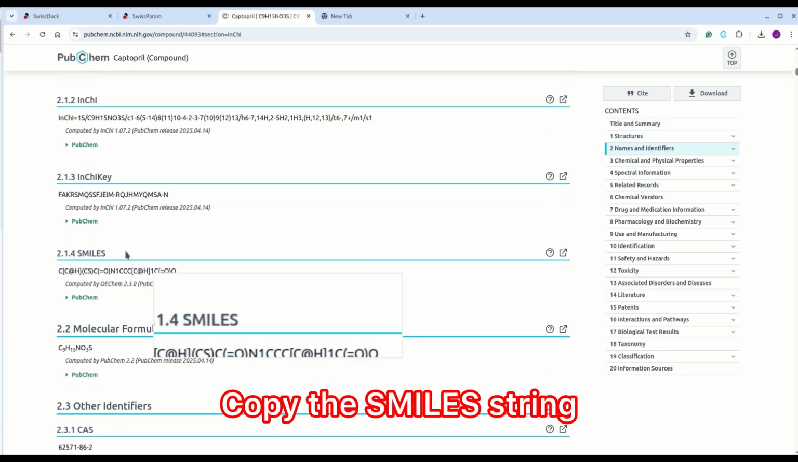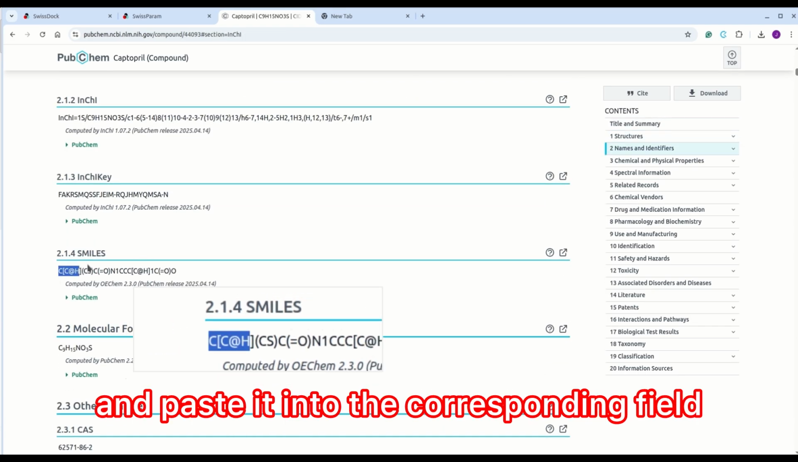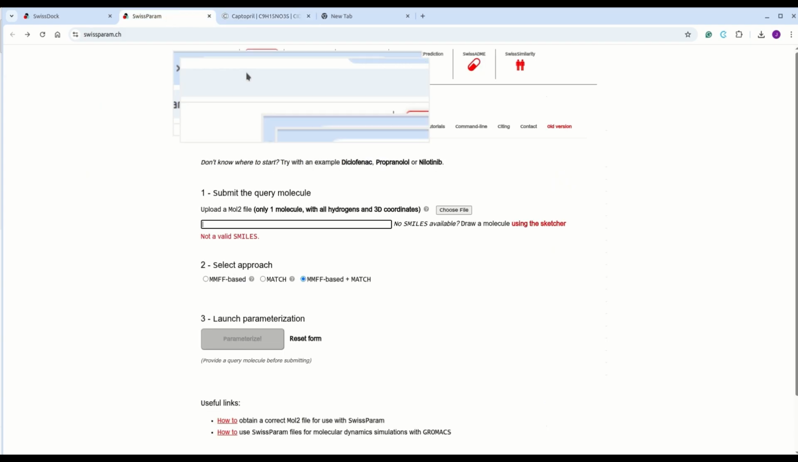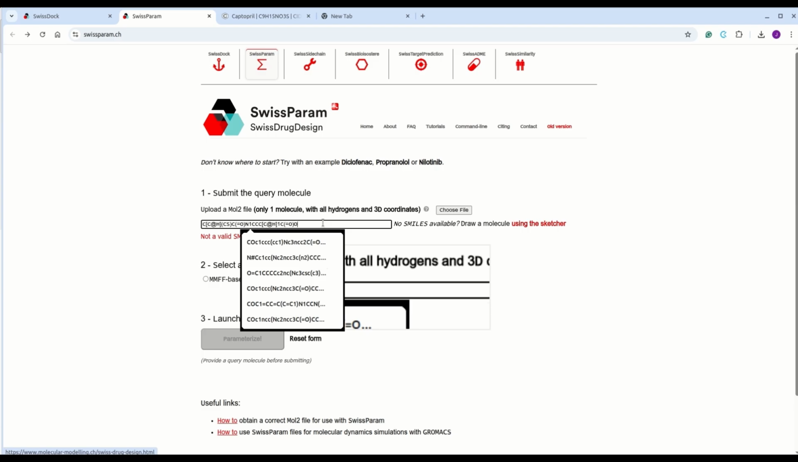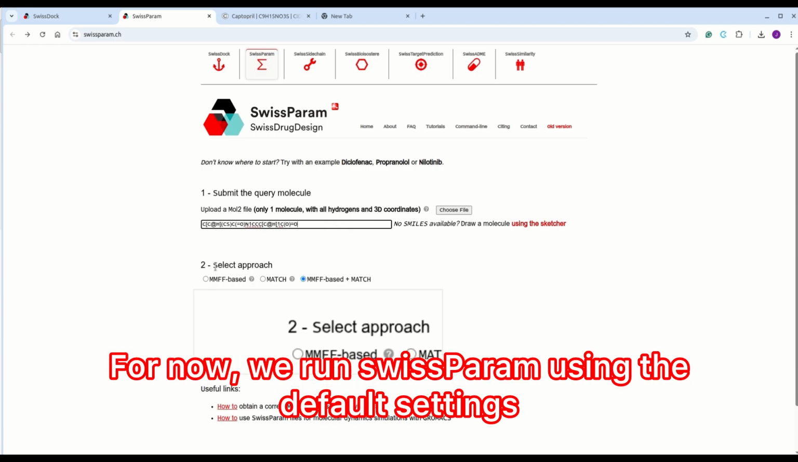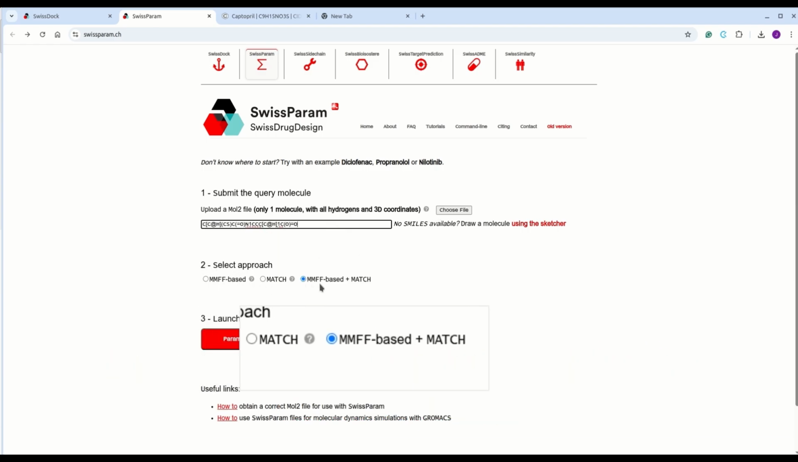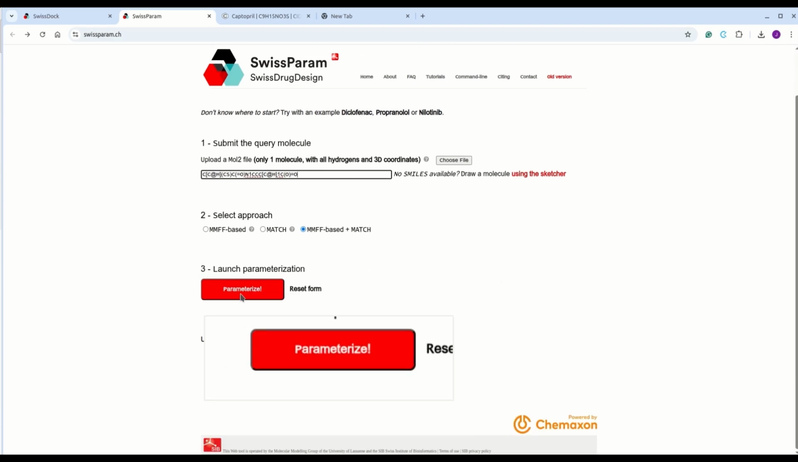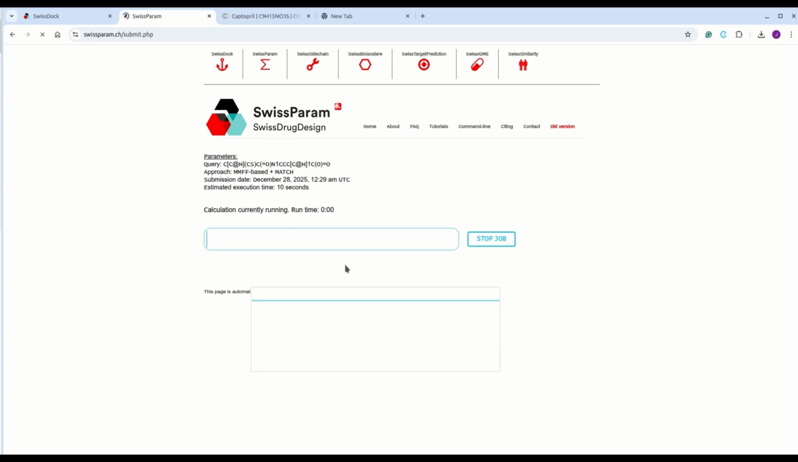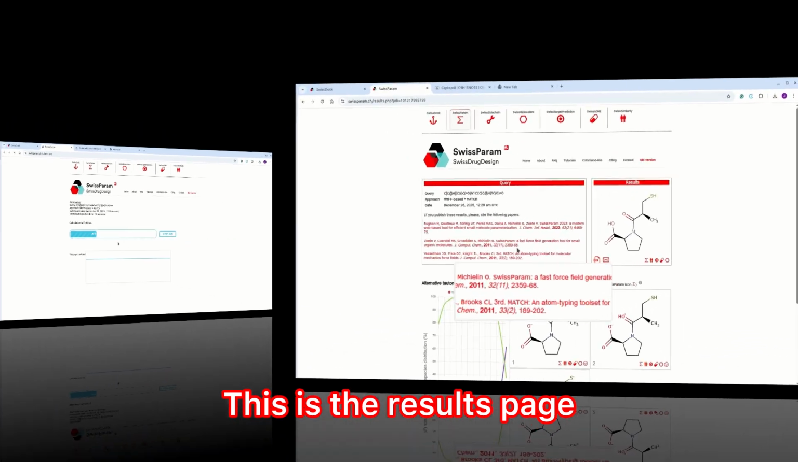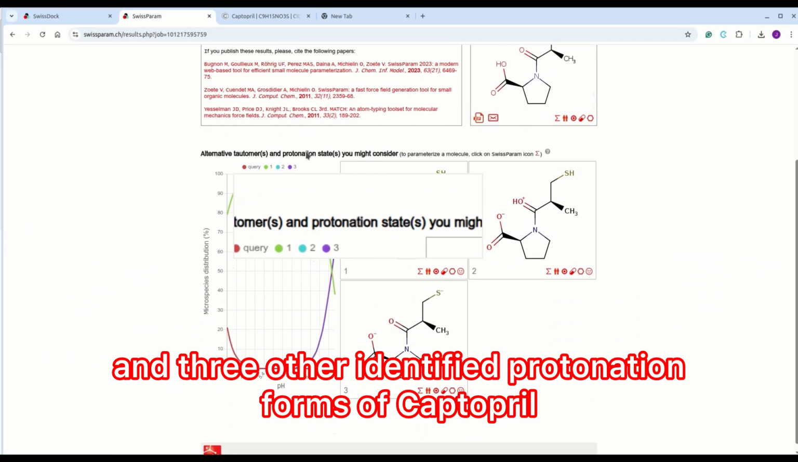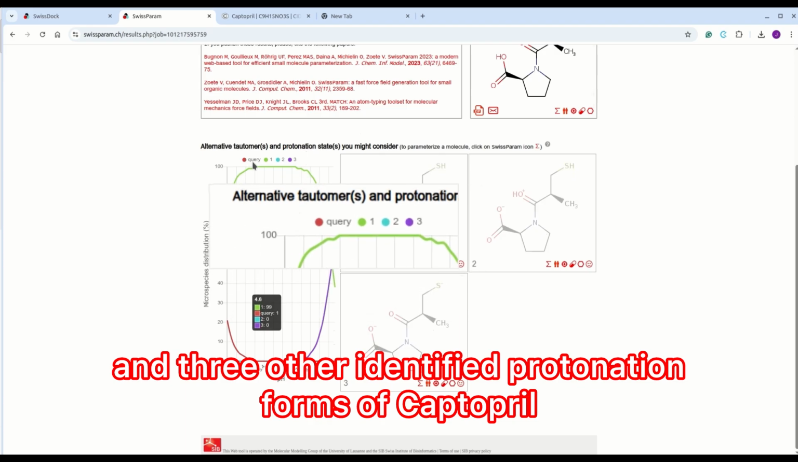Copy the smiles string and paste it into the corresponding field. For now, we run SwissParam using the default settings. This is the results page. It shows the query structure and 3 other identified protonation forms of Captopril.